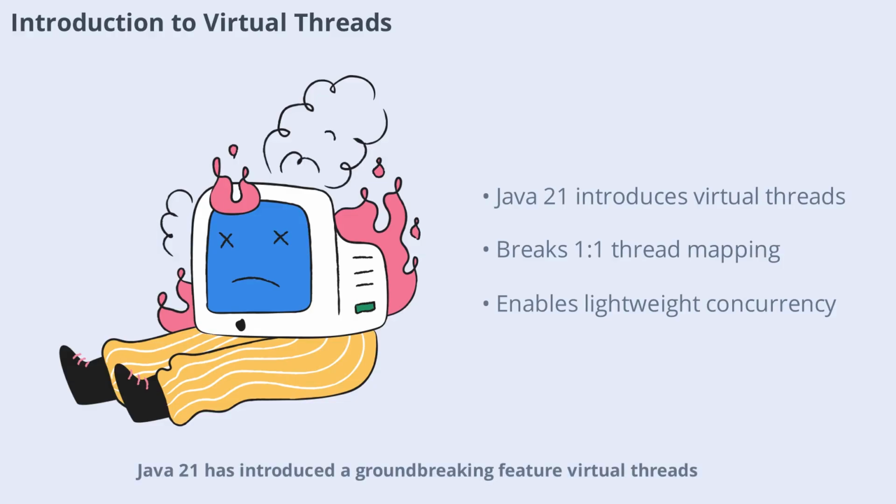Java 21 has introduced a groundbreaking feature, virtual threads. This marks a major shift in how developers approach concurrency in Java applications. By breaking the traditional one-to-one mapping between application threads and OS threads, virtual threads allow for lightweight, scalable concurrency.